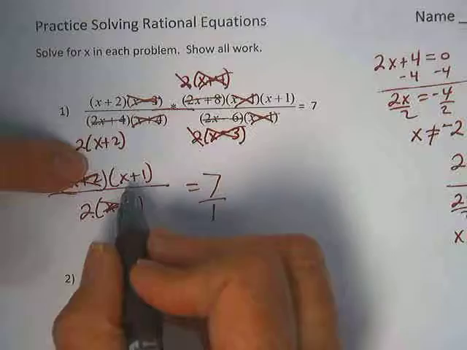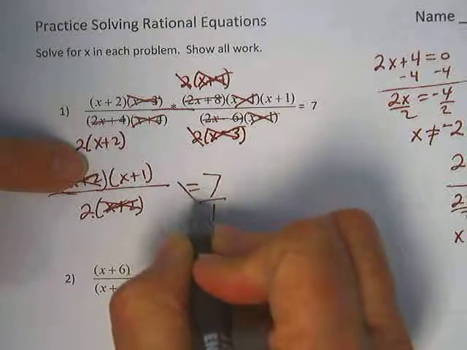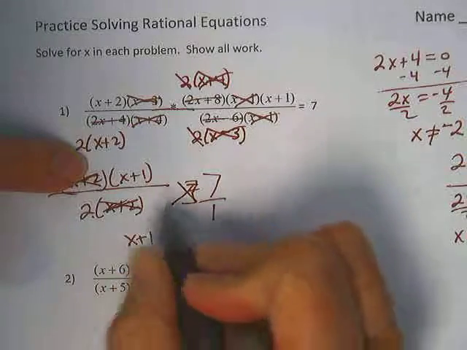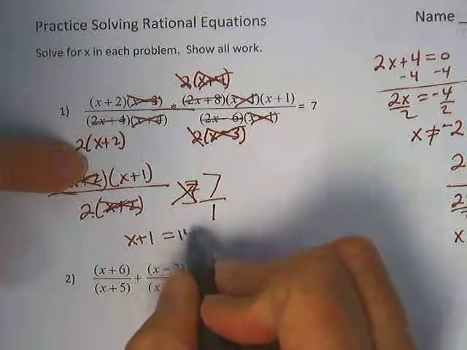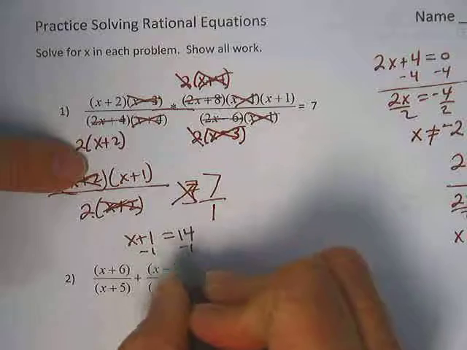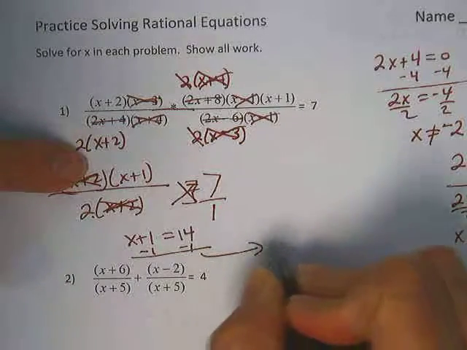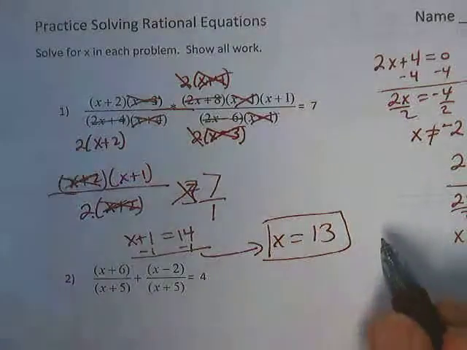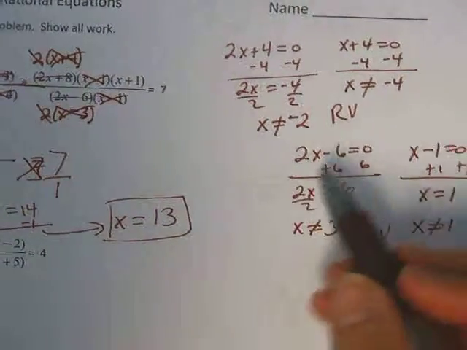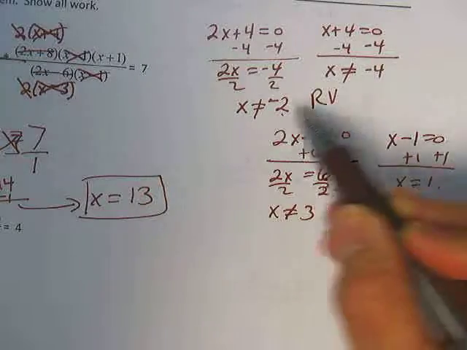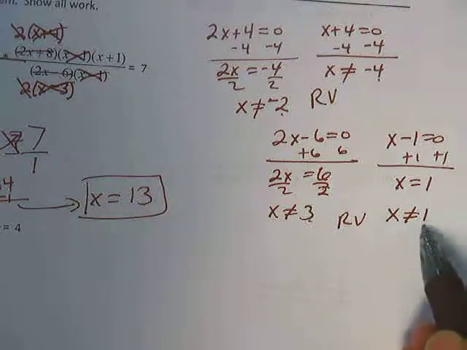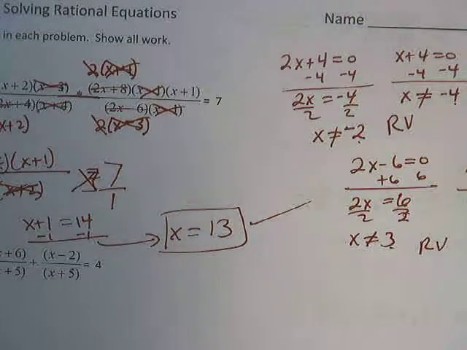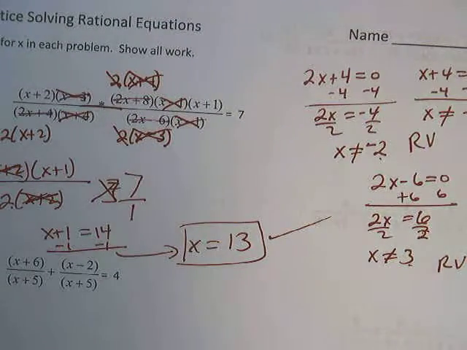And let's cross multiply. X plus 1 times 1 is x plus 1. 2 times 7 is 14. Subtract 1, and we get x equals 13. Does that equal any of our restricted values? So our restricted values were negative 2, negative 4, 3, and 1. We're good. That is a solution to our problem. Although it looked ugly, we were able to simplify it.